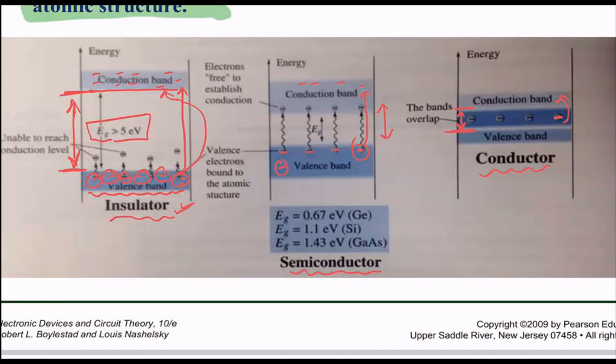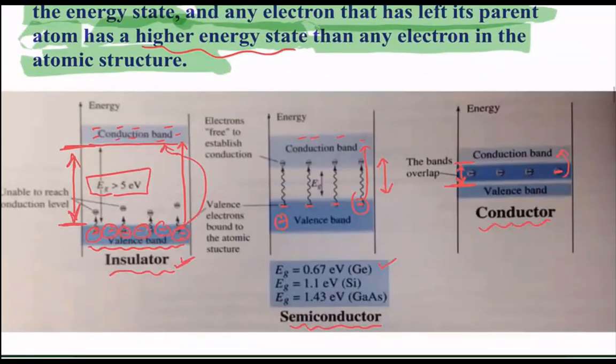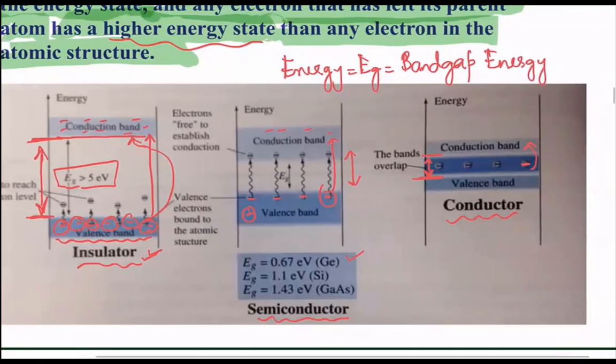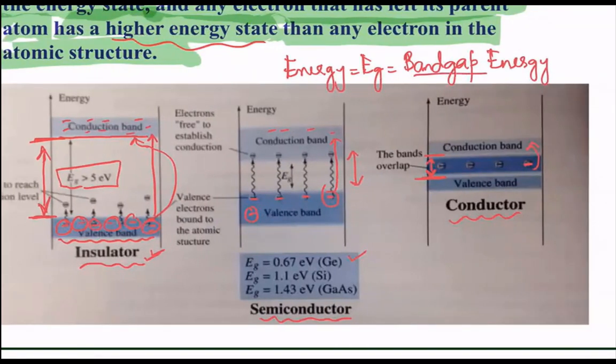Here is some of the band gap energy. You see this energy, we use EG, also referred to as band gap energy. And as the name suggests, band gap is the gap or distance between the valence band and the conduction band.